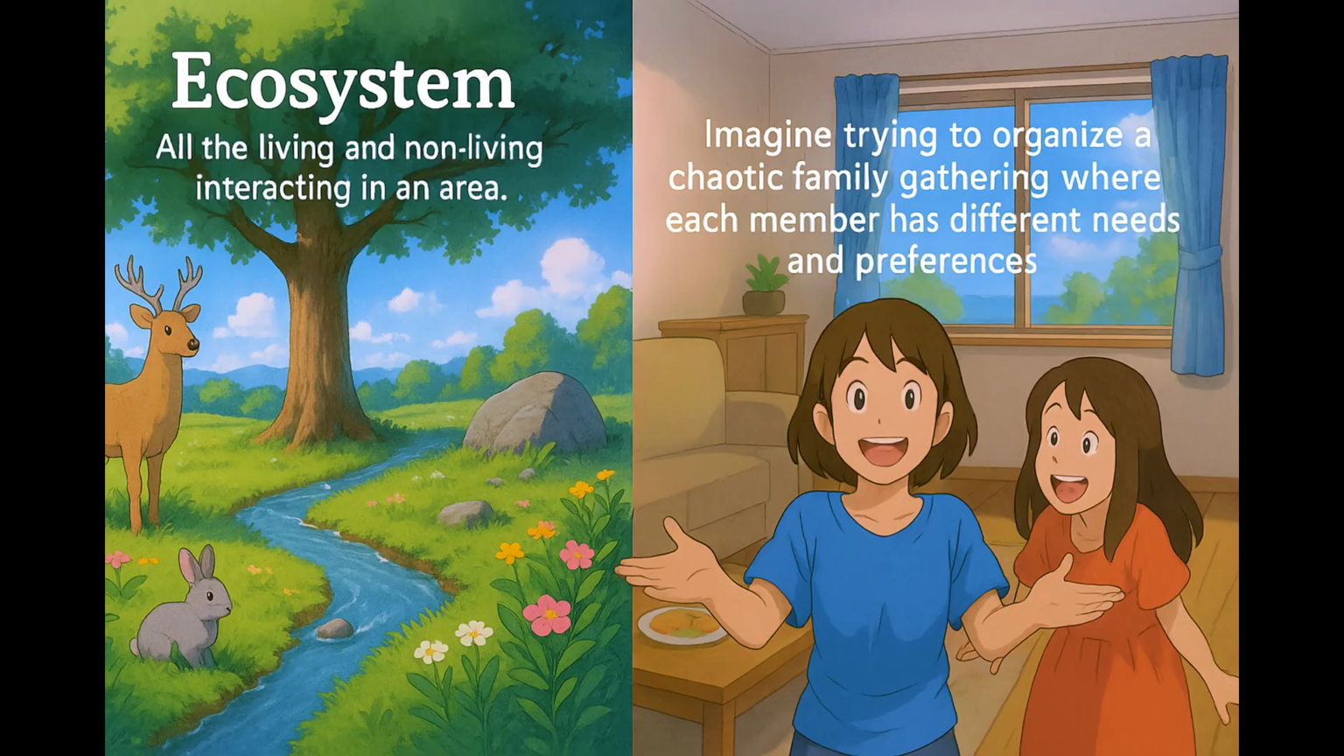Just as you might balance Aunt Mary's preference for quiet with the kids' need for play space, an ecosystem balances the needs of plants, animals, water, and sunlight to maintain harmony.